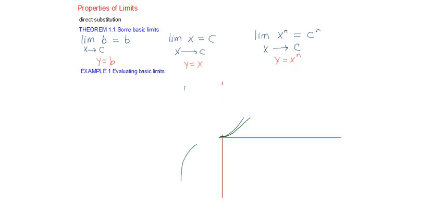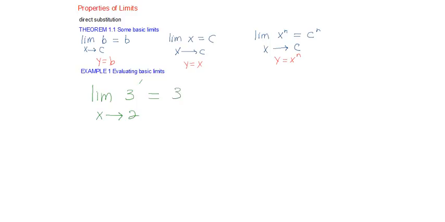And let's do 3 actual examples. Let's say I want to know the limit of the function y equals 3 as x approaches 2. In this case, it's going to be 3 because the function says y equals 3. If y is always going to be equal to 3, I don't care how much you move x, you're going to hit the same line, 3.